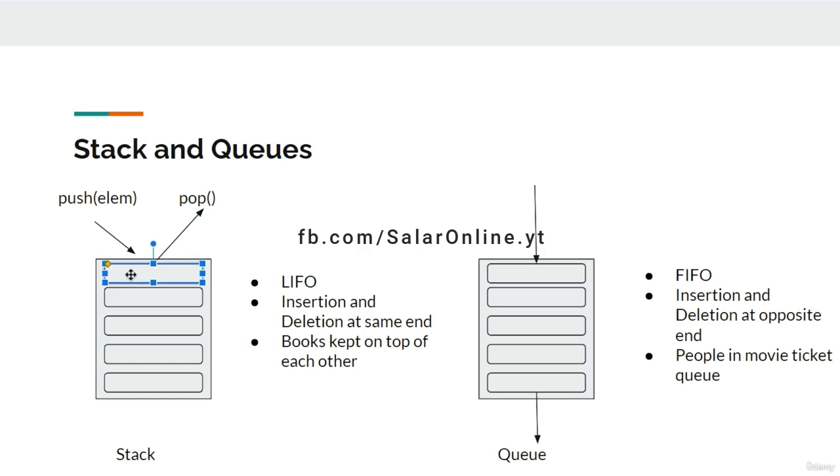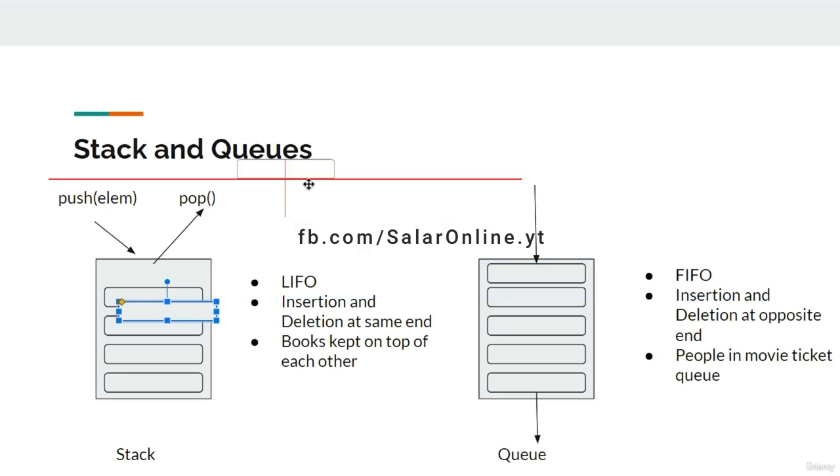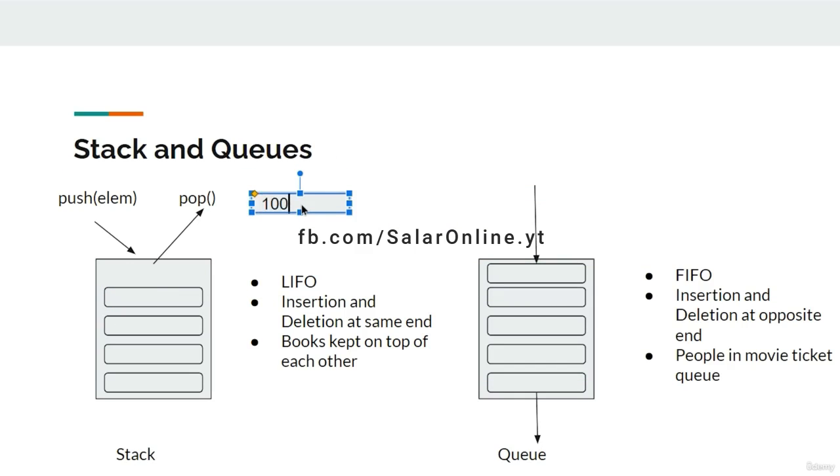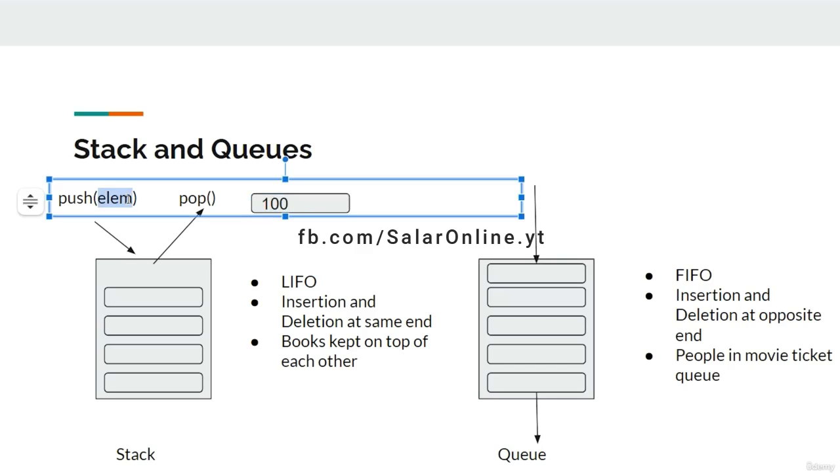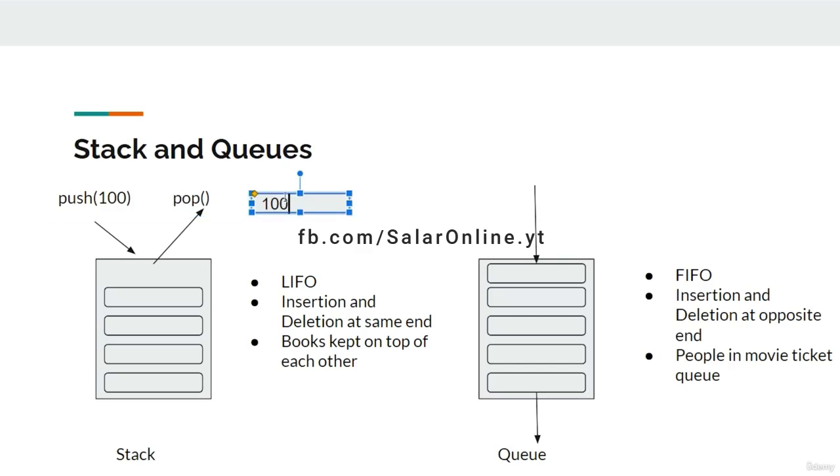For example, if I call the push operation and if I want to add, let's say 100 to the stack, so I will call push 100 and this 100 element will be added to the stack at the top. When we call pop on the stack, the topmost element, whatever it is, will be removed. So 100 will be removed. If I again call the pop method, again the element which is on the top will be removed, and this will follow until the stack is empty. If the stack is empty and we call the pop method, we will get an error.